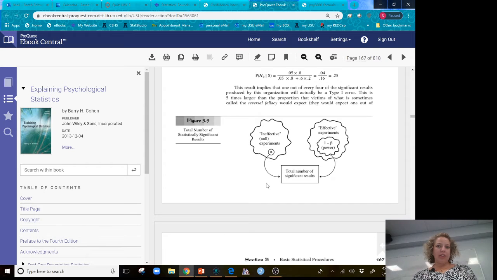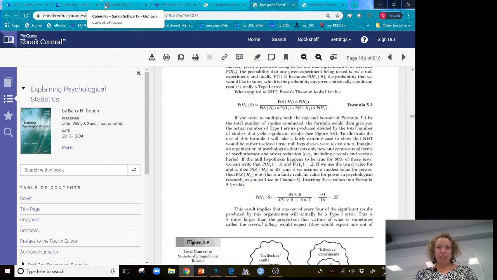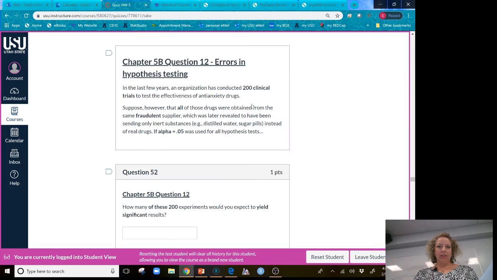Figure 5.9, so here's this figure, right here. Total number of statistically significant results. So we have null experiments, alpha, ineffective experiments, 1 minus alpha is power, total number of significant results. Now, there's the figure anyway. So let's go back to here. So this is the question.